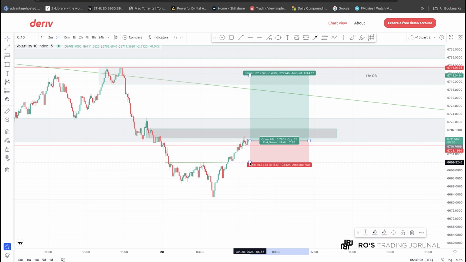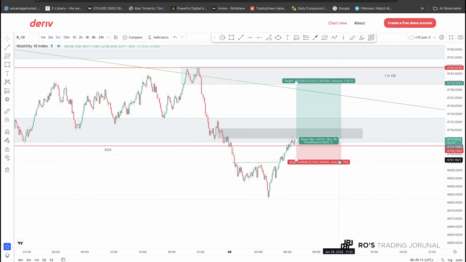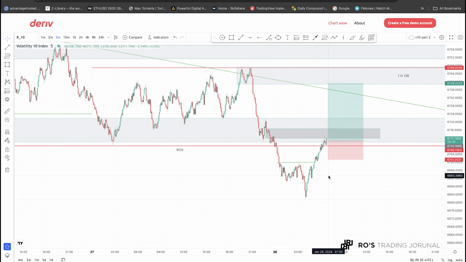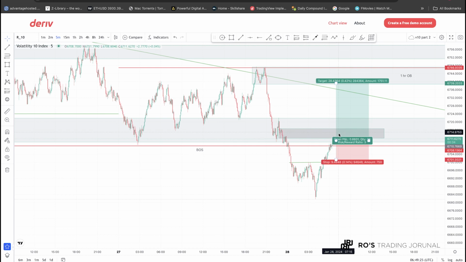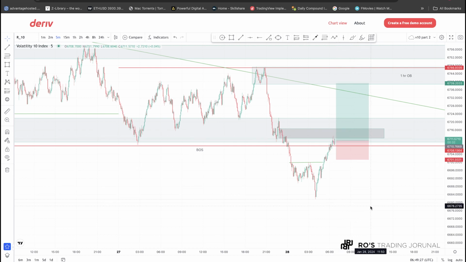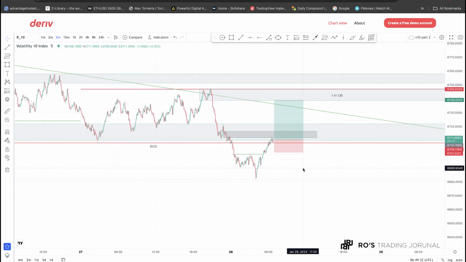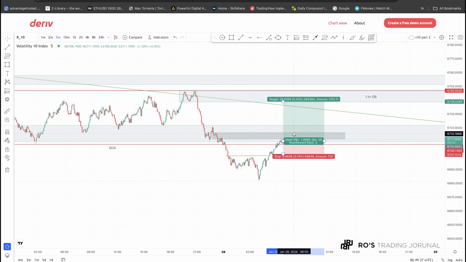I'll probably reduce this, bring this back down a bit, to cover this. We don't know what's going to happen. It may just consolidate here and then push down further. I don't know, to be honest. The smart thing to do is wait, but I'm just going to enter and see how this plays out.